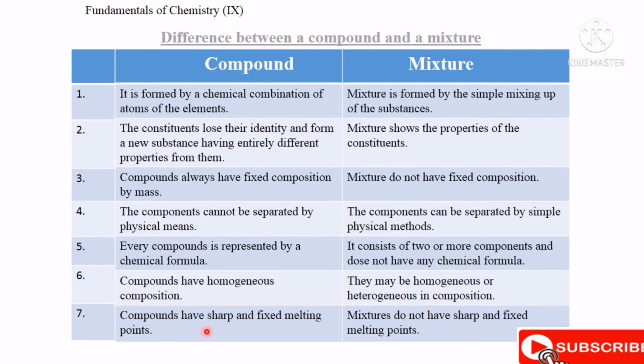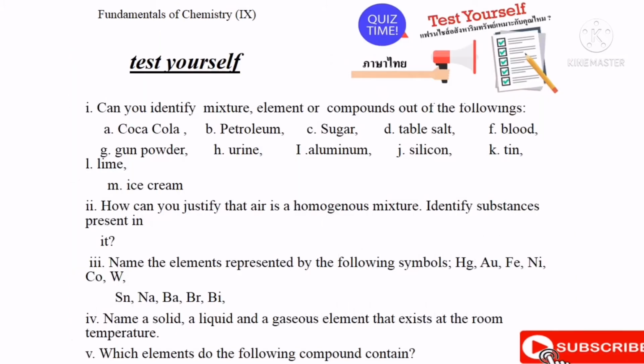Compounds have sharp and fixed melting points, whereas mixtures do not have sharp and fixed melting points.